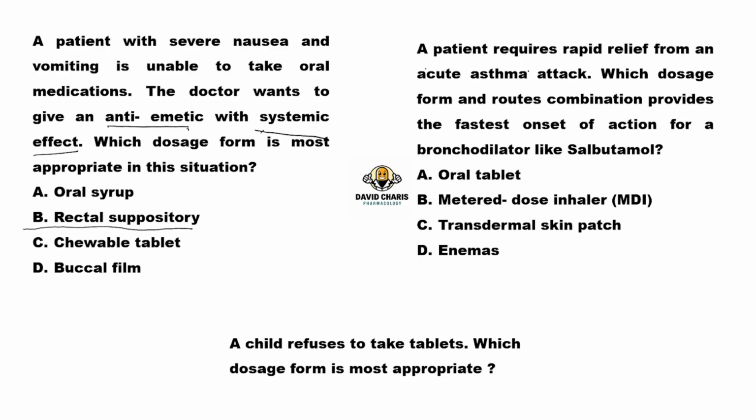Question 2 says a patient requires rapid relief from an acute asthma attack. Which dosage form and route combination provides the fastest onset of action for a bronchodilator like salbutamol? Is it A, oral tablet, B, metered dose inhaler, C, transdermal skin patch, D, enemas? Of course, we need a fast onset of action for a bronchodilator. The patient is having an acute asthma attack, and the drug, of course, is salbutamol. So the answer is going to be the metered dose inhaler.